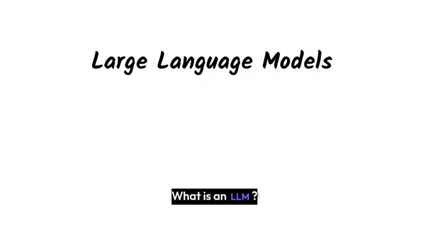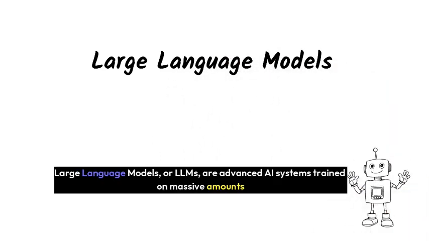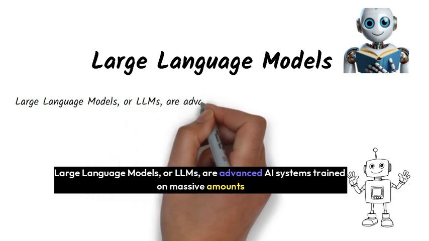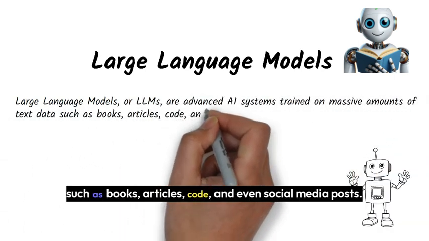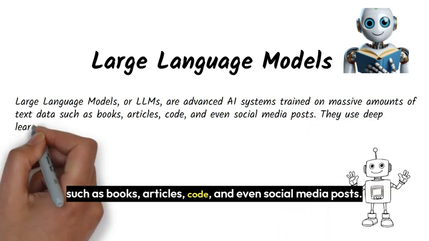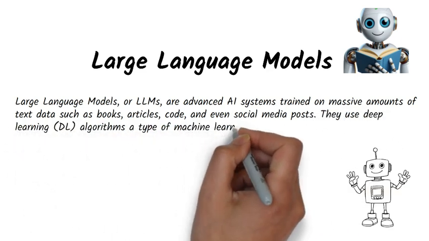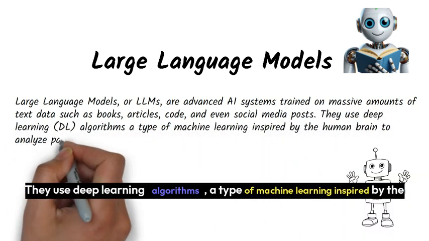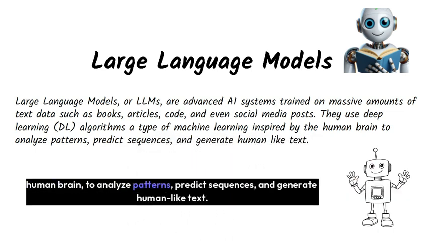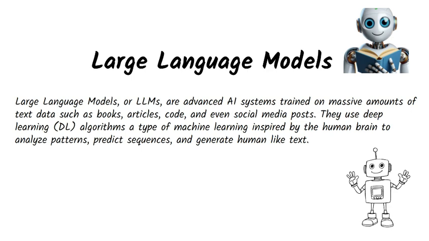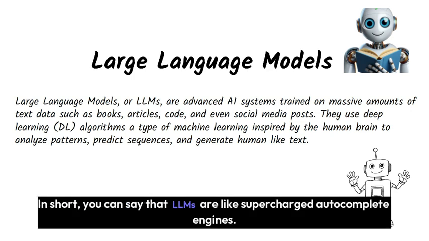What is an LLM? Large language models, or LLMs, are advanced AI systems trained on massive amounts of text data, such as books, articles, code, and even social media posts. They use deep learning algorithms, a type of machine learning inspired by the human brain, to analyze patterns, predict sequences, and generate human-like text. In short, you can say that LLMs are like supercharged autocomplete engines.